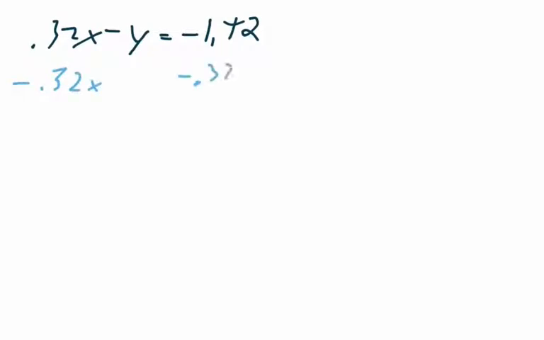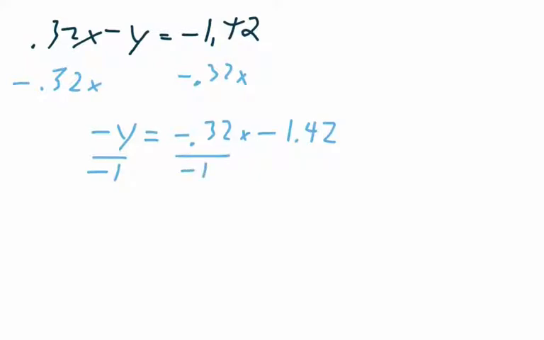So I'm going to start out with 0.32x minus y equals -1.42. In order to solve this by graphing, I'm going to have to solve for y. So I'm first going to subtract 0.32x. So I got -y equals -0.32x minus 1.42. Then I'm going to divide everything by -1 because I'm not looking for -y, I'm looking for positive y equals 0.32x plus 1.42.